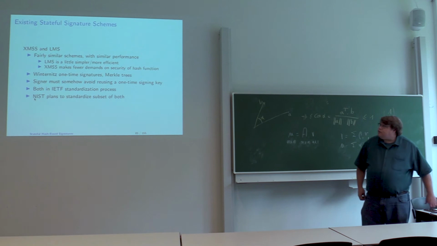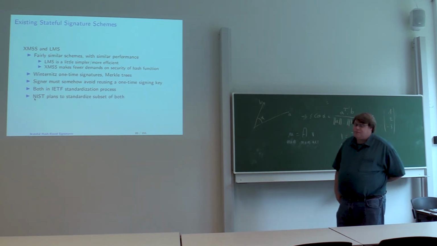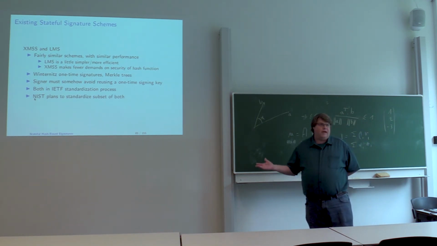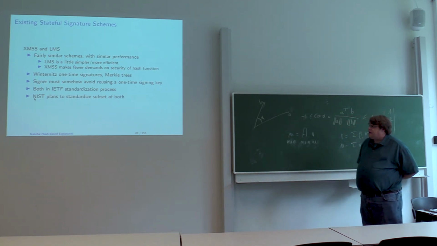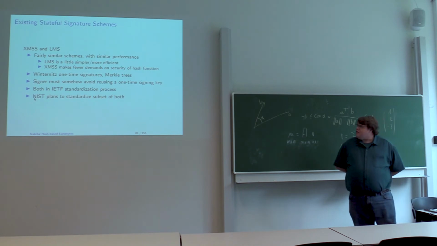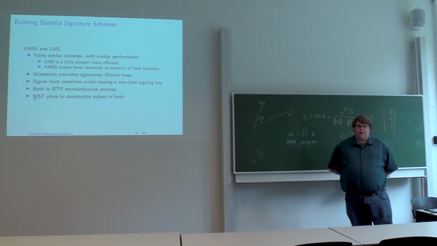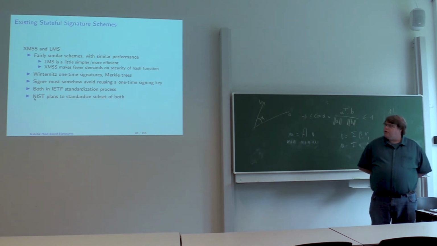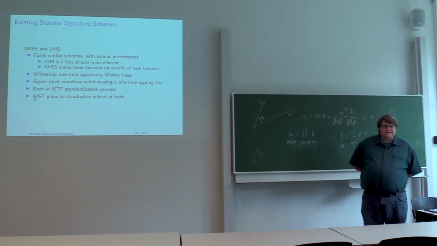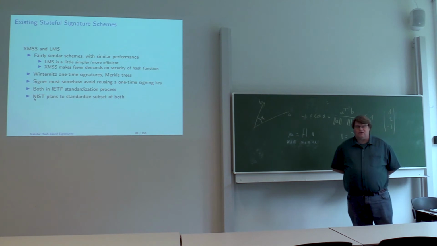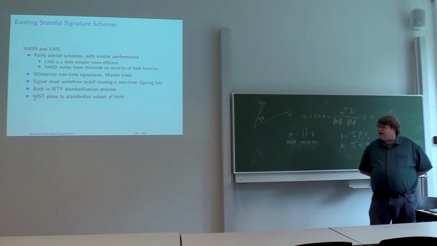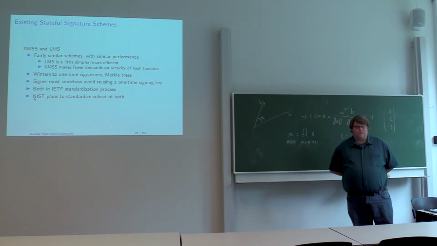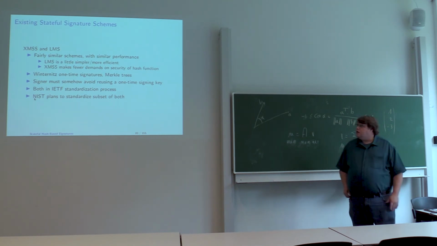There are 2 existing stateful hash-based signature schemes going through IETF for standardization: XMSS and LMS. If you look at them, they're really similar. They look like twins, or at least like brothers. LMS is a little simpler and a little more efficient. It makes slightly more demands on the hash function, in terms of the security proofs. XMSS makes fewer demands on the hash function, but it's a little more complicated. You have to generate pseudorandom masks and XOR them in.